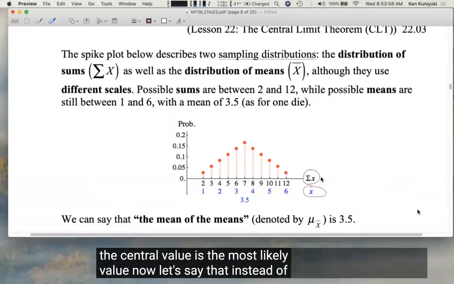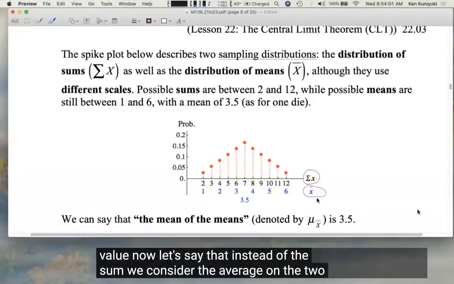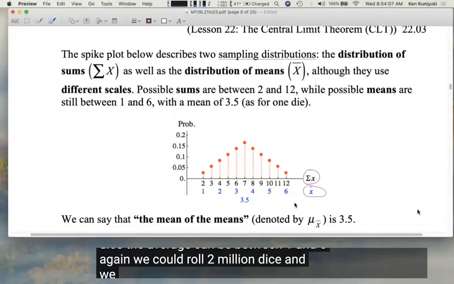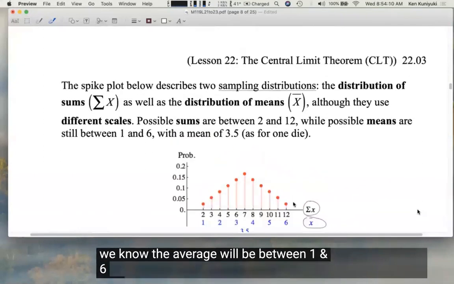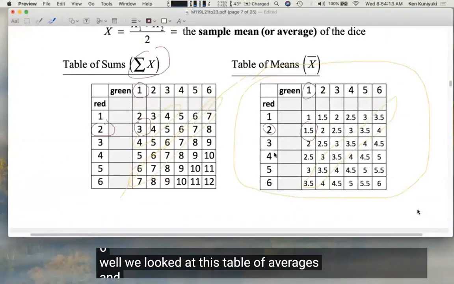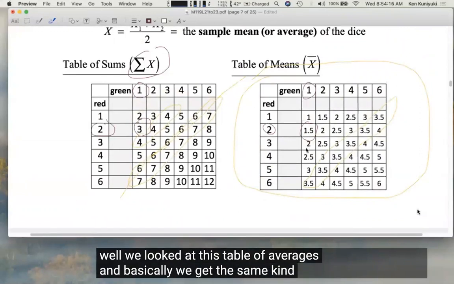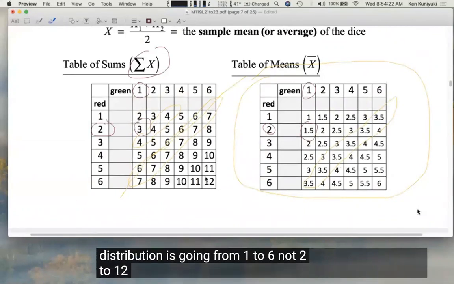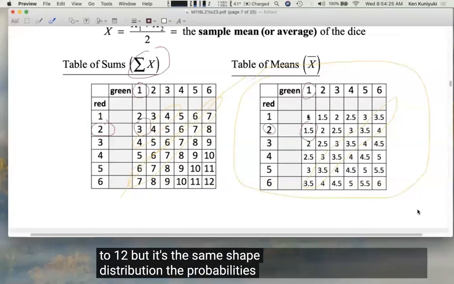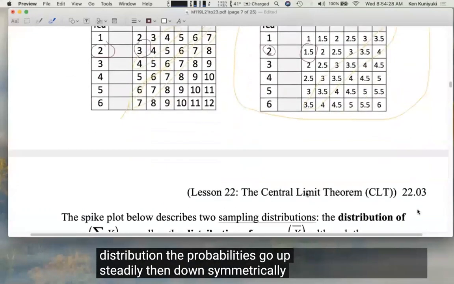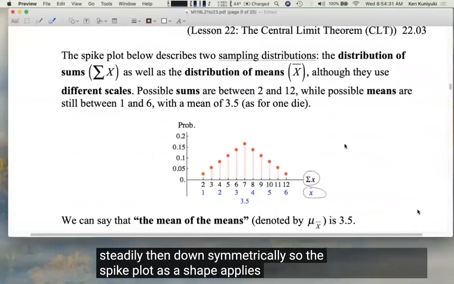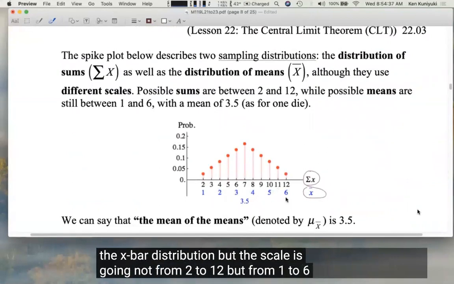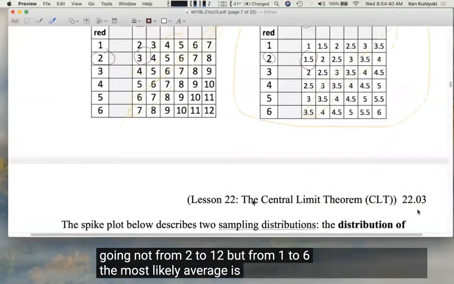Now, let's say that instead of the sum, we consider the average on the 2 dice. The average can be between 1 and 6. Again, we could roll 2 million dice, and we know the average will be between 1 and 6. Well, we looked at this table of averages. And basically, we get the same kind of distribution as before, except that the distribution is going from 1 to 6, not 2 to 12. But it's the same shape distribution. The probabilities go up steadily, then down symmetrically. So this spike plot as a shape applies also to the X-bar distribution, but the scale is going not from 2 to 12, but from 1 to 6. The most likely average is 3.5.